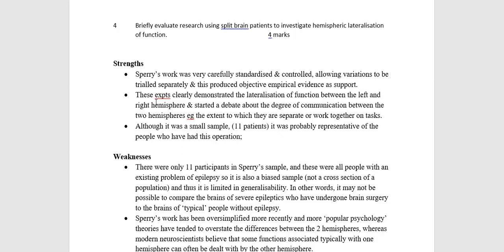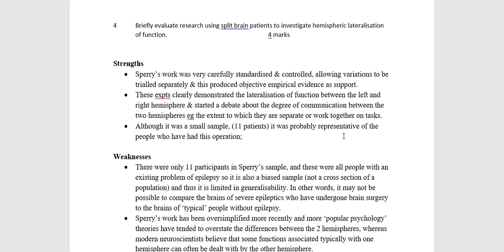You could also say these experiments clearly demonstrated lateralization of function between the left and right hemisphere, and they also started a debate about the degree of communication between those two hemispheres. For example, the extent to which they are separate, or how much they work together on tasks.